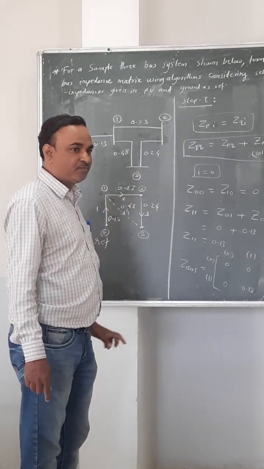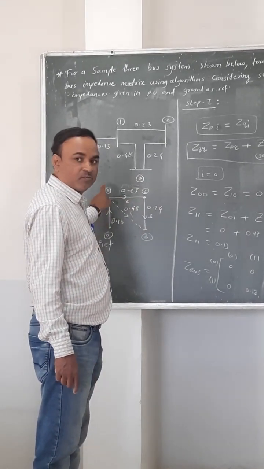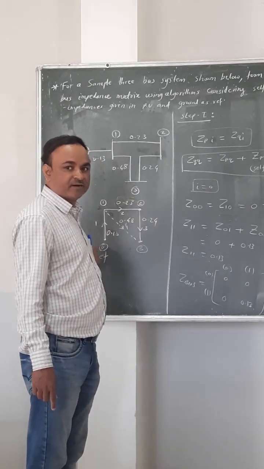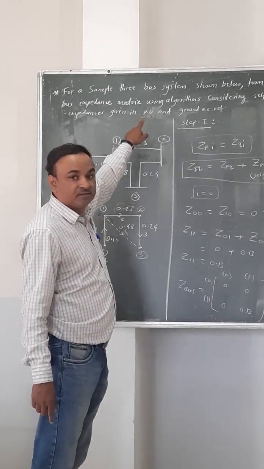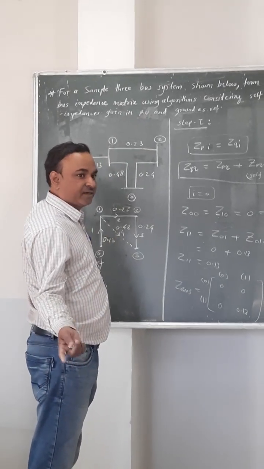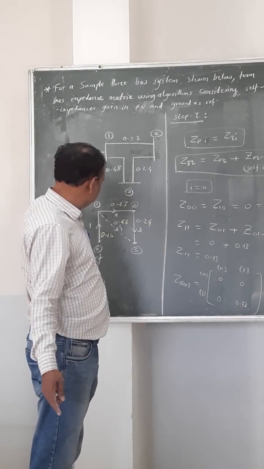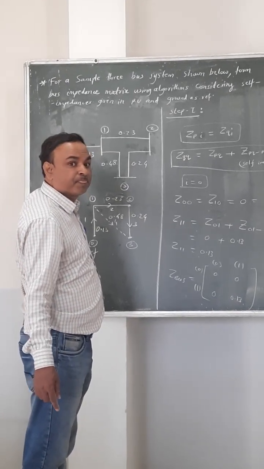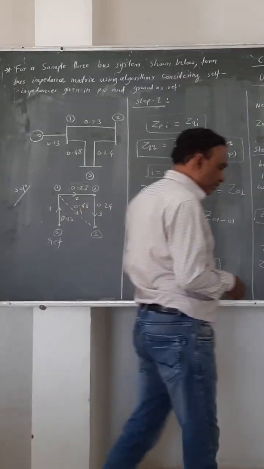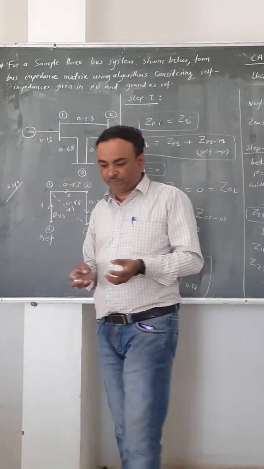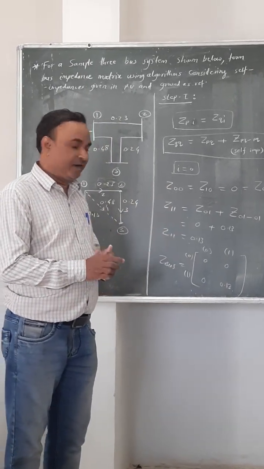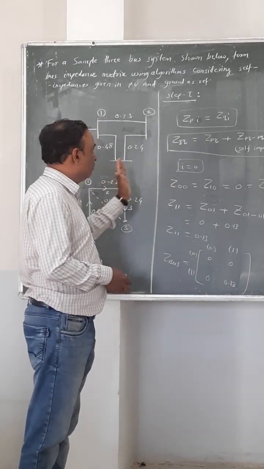How many nodes? 4: 0, 1, 2, 3. Node 0 is considered as reference, which is the ground. And which element is grounded? The generator. So I have considered this as reference. Now in this type of problem we have to add the elements one by one.